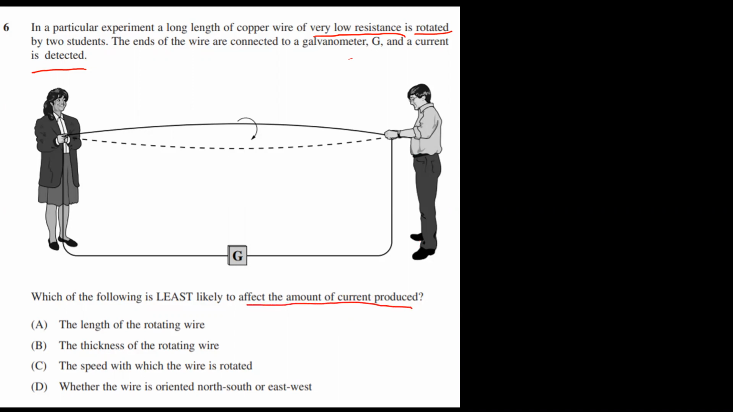Firstly, we need to see why we have induced current in this wire. The wire is in the Earth's magnetic field. As it's rotated by two students, it experiences a change in magnetic flux. And as per Faraday's law, a current is induced in the wire. To find out what factors the magnitude of current depends on, let's look at a formula.